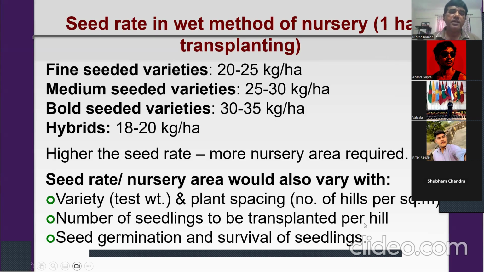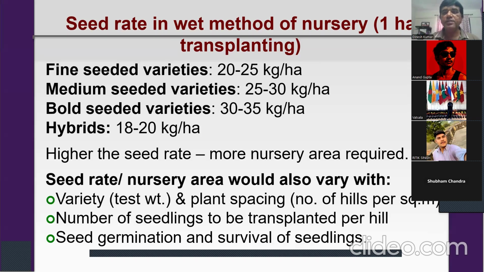Many times farmers are transplanting 2 to 3 seedlings, but if they transplant just one seedling, the seed requirement will be different. But farmers like to have 4 seedlings per hill, then the seed requirement will be different or more. So the number of seedlings also decides what the seed rate for rice will be. Seed germination also matters. After the number of seedlings, we go for seed germination. If seed germination is low, then we need more seed rate.